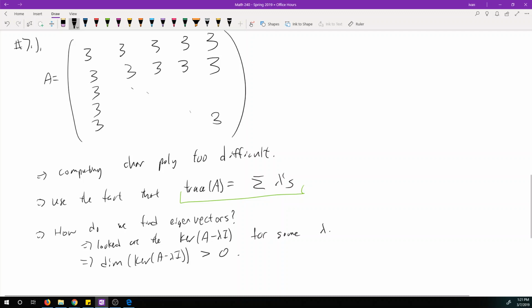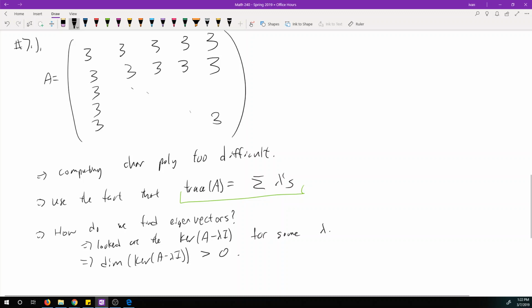If the dimension of the kernel wasn't greater than 0, what would happen? Well, if the dimension of the kernel was 0, then the only eigenvector for that lambda would be the 0 vector, right? And I said in recitation, at least, that you should never put the 0 vector as an eigenvector because the 0 vector is not an eigenvector. So, all right. For some values of lambda, we're going to have a non-trivial kernel, right?